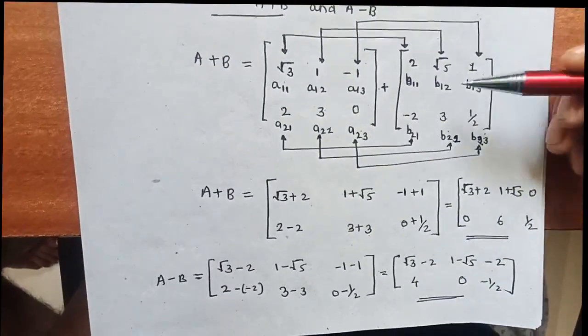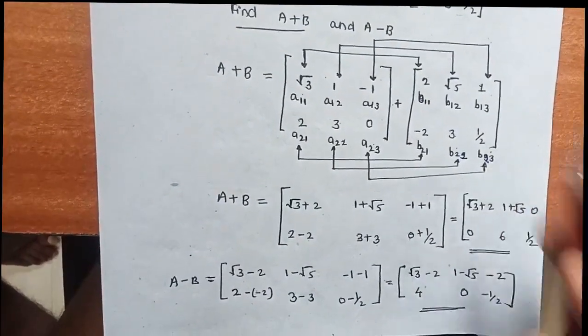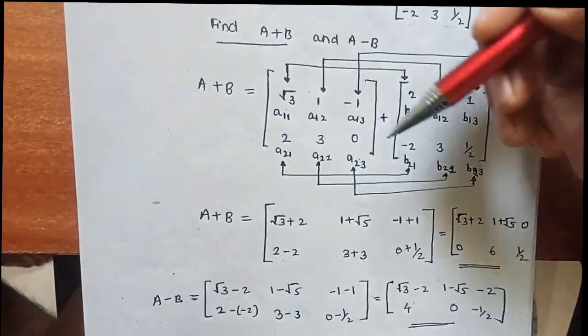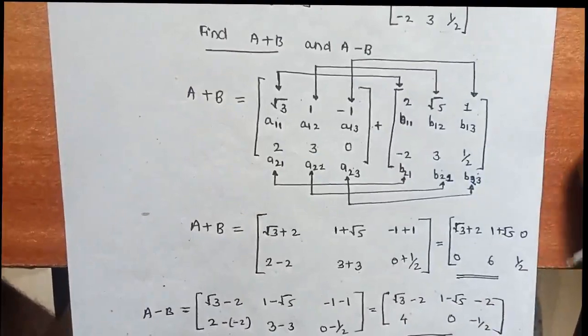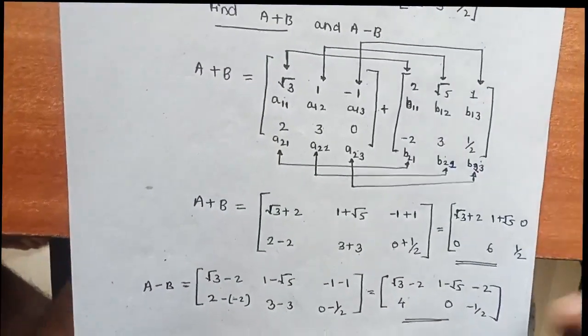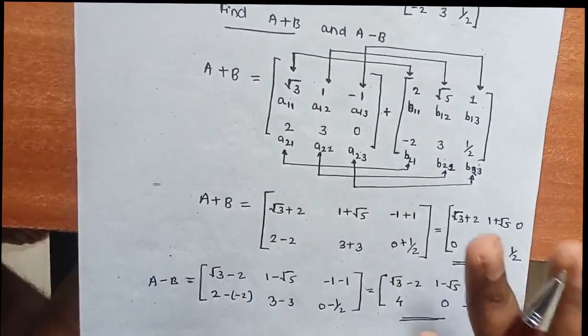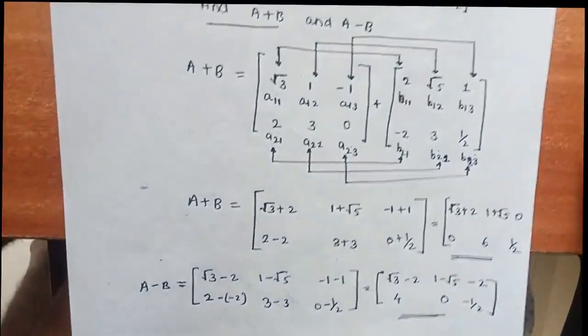So in this way you can add the elements, but remember one thing, that every element will be added only to the equal positions. You cannot add randomly. Just look at the positions and add the corresponding position of each element. Similarly, this is the same fundamental for subtraction also. Just instead of addition, you have to subtract the elements.